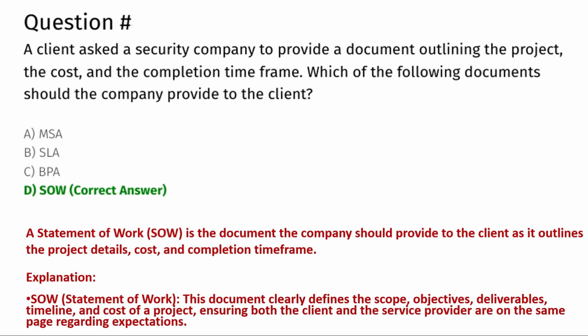A statement of work is the document the company should provide to the client as it outlines the project details, cost and completion time frame. This document clearly defines the scope, objectives, deliverables, timeline and cost of the project, ensuring both the client and the service provider are on the same page regarding expectations. So that's why the correct answer is D, SOW, a statement of work. So let's move to the next question.